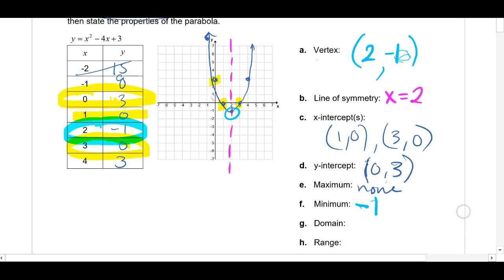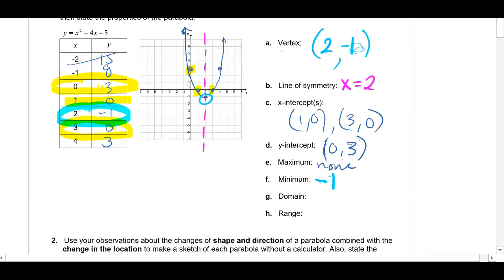Okay. And the last questions are domain and range. Okay, so for domain, we always start with brackets. It goes to the left forever and ever, goes to the right forever and ever. So we know all real numbers, and it's always the same for domain. For the quadratics, it's always going to be all real numbers.